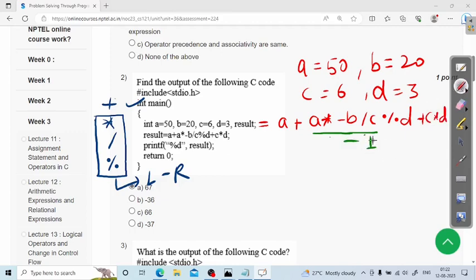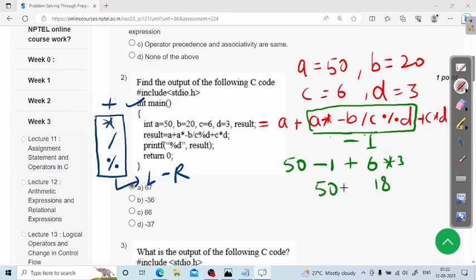Okay, now as we have got minus 1 here and the complete operation of this part is solved, we are left with A, which is 50, and this has come out to be minus 1, and then we have plus, and then we have C into D. C into D has higher priority, so we'll execute C into D, where the value of C is 6 and the value of D is 3, so that is going to be 18.